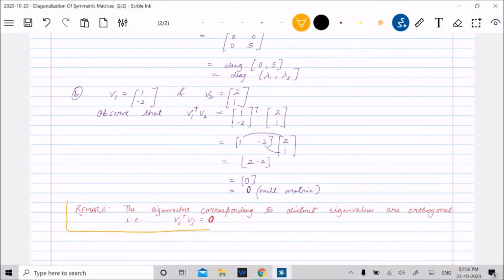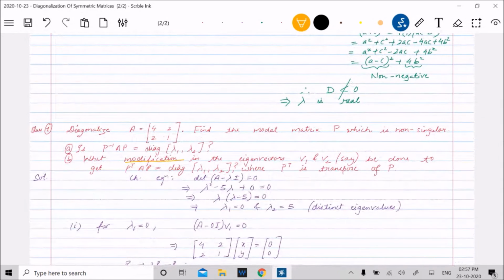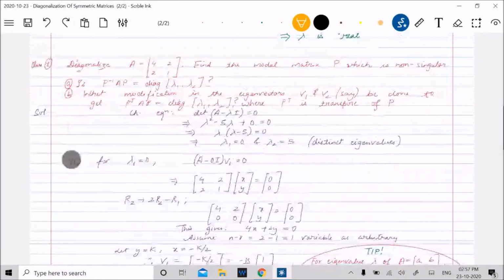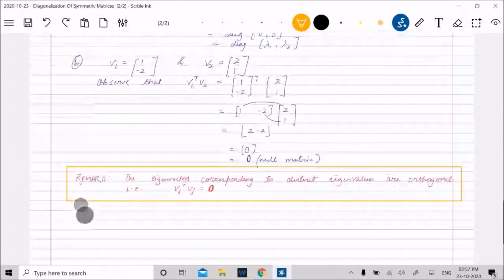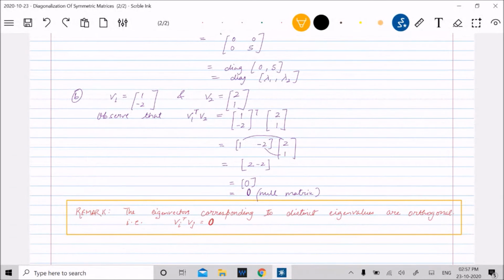For distinct eigenvalues, the corresponding eigenvectors will always be orthogonal, right? Okay, fine, but now the question is still live. The question was asking you to modify V1 and V2. Still you have not modified, you have just observed something, and that observation was good, will be used in future, right? Okay, now modification. What modification can be done?